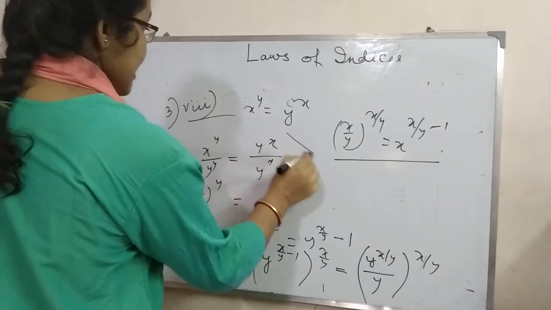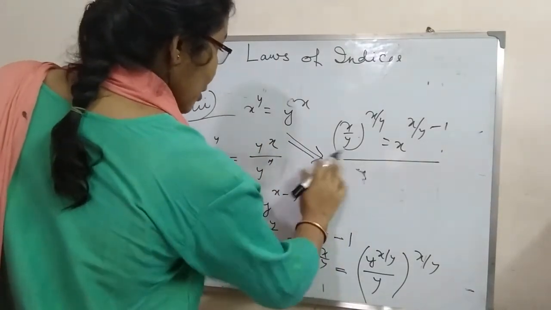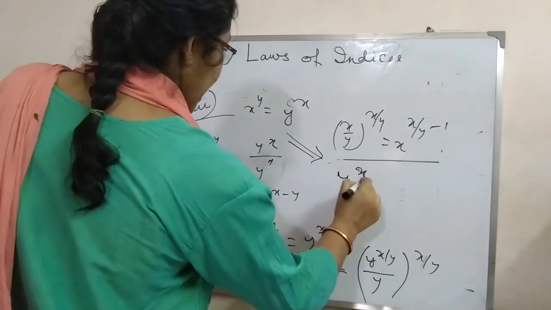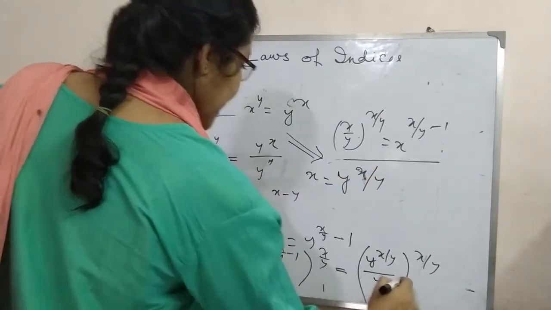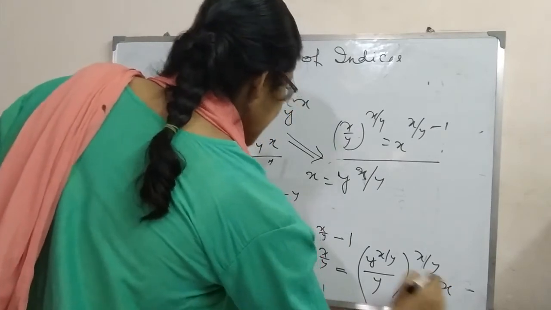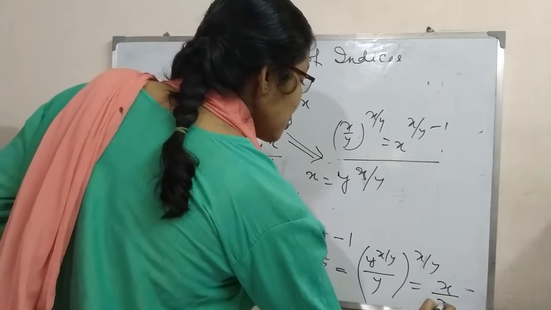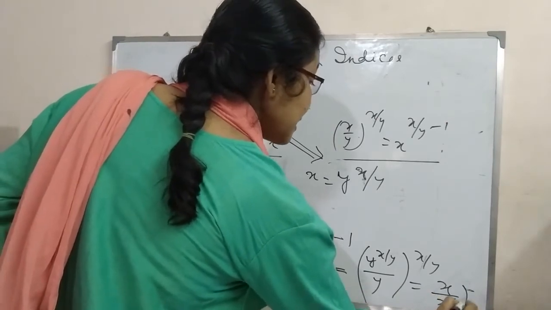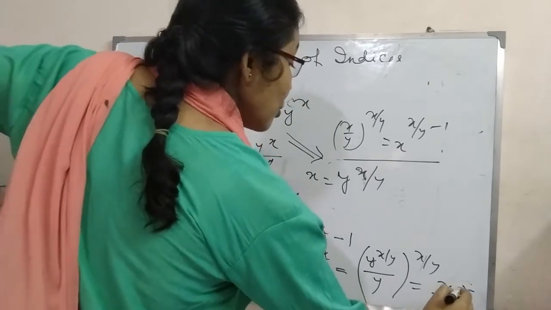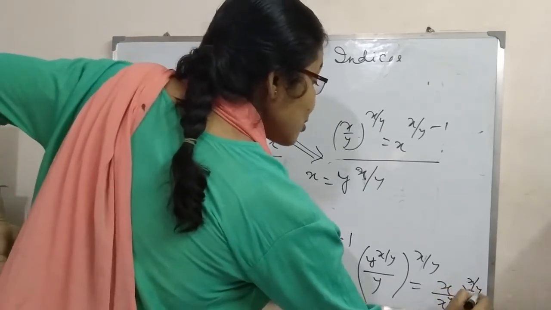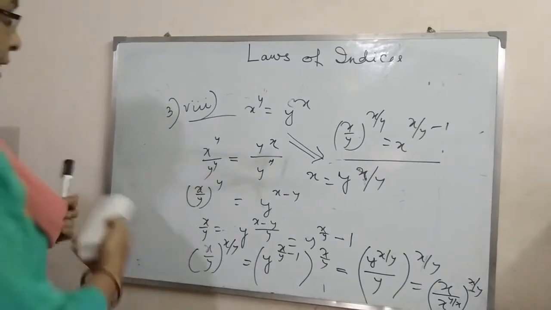Here I can write it x equal to y to the power x by y. This is equal to x, and y equal to x to the power y by x. This is equal to x. So x by y. So I can write it in this way.